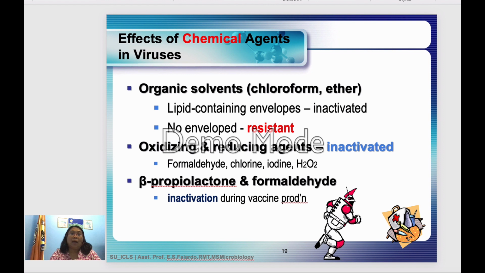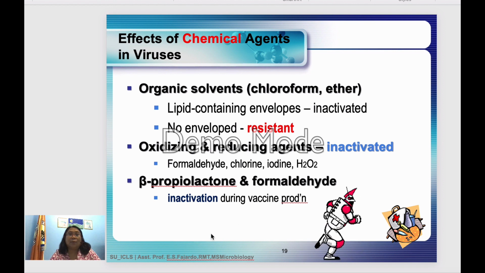Chlorine can be used. That's why in the lab we immerse specimens in 10% hypochlorite solution before we dispose of them or before you clean and wash the glasswares.